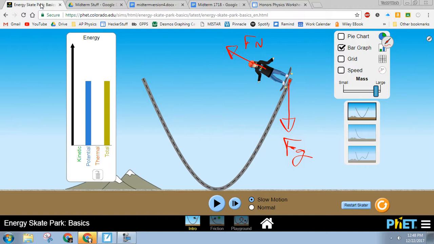Okay? So, in this problem, what type of energy does my dude have right now? Gravitational potential energy, right? All of his energy is gravitational potential energy. Now look, normal force doesn't do work on him. Gravity is going to do work on him though, right? Because it's not perpendicular to motion.